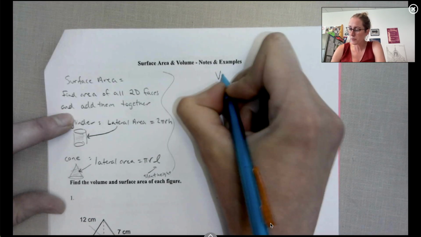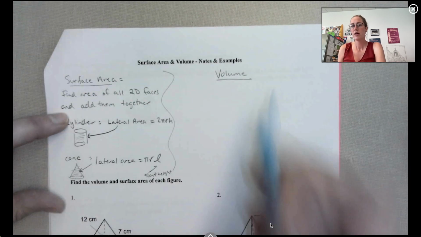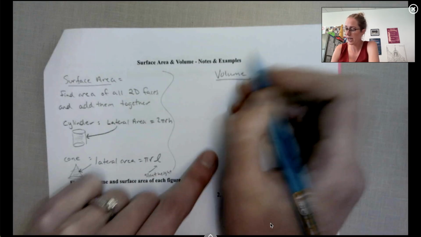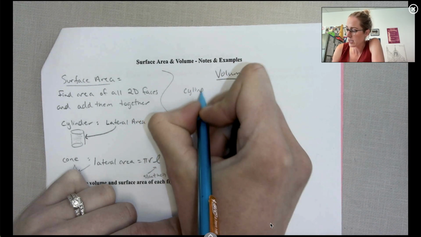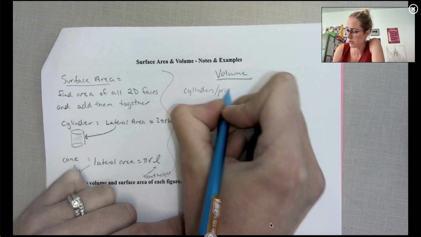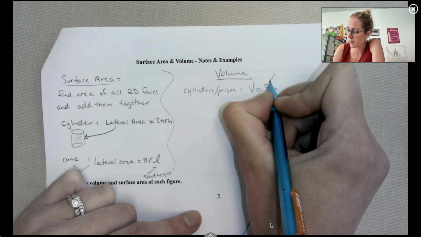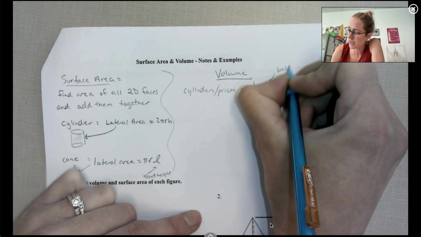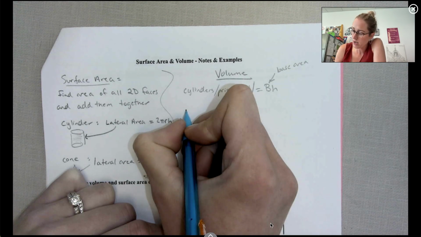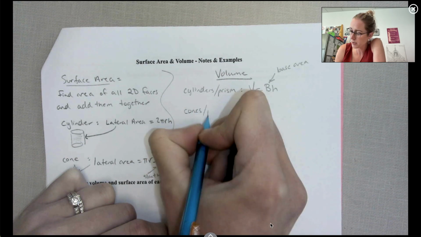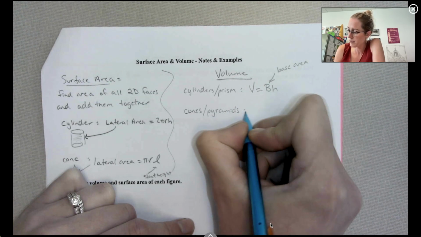Okay? Volume is the space that fills an object. And so we have some formulas for that. So for cylinders and prisms, our volume formula is area of the base times the height. So remember, big B is our base area. So big B changes depending on what shape our base is. For cones and pyramids, it is the same thing as this one, but divided by 3.